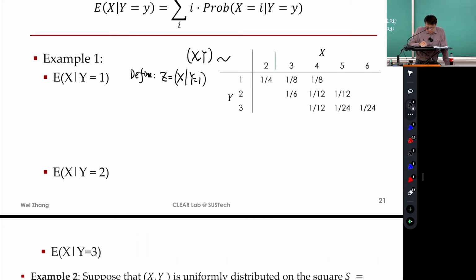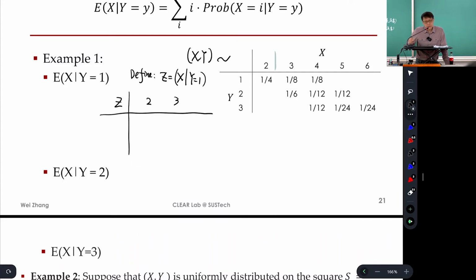Now let's look at Z. Is it random or not? Yes. So what values may Z take, or X may take, given Y equal to 1? So Y equal to 1, X can take 2, 3, 4. Maybe it's 5, 6, but there are 0 probabilities, okay? I can say Z can take values like 2, 3, and 4.